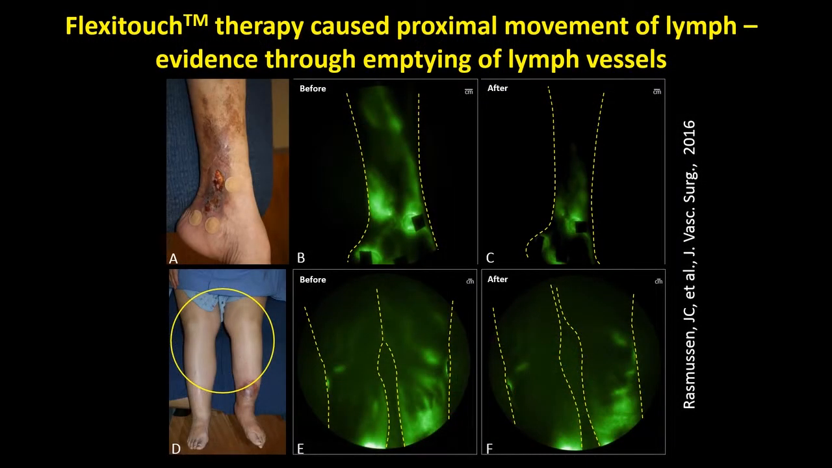We've used the flexi-touch therapy to actually try to move this toxic lymph away from the wound site. And these are some of the images of patients with active wounds where we're actually moving that lymph away from the wound after this flexi-touch treatment. So the idea of moving the metabolic waste products, the dead cells, and these cytokines out of the area gives the wounds and those ulcers a chance to heal.